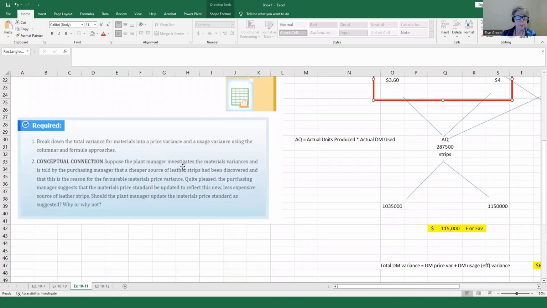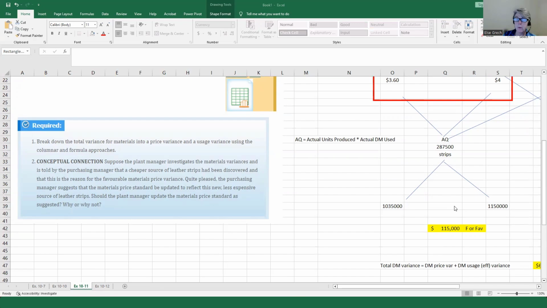Suppose the plant manager investigates the material variances and is told by the purchasing manager that a cheap source of leather strips had been discovered and that this is the reason for the favorable materials price variance. Quite pleased, the purchasing manager suggests that the materials price standard be updated to reflect the new, less expensive source of leather strips. Should the plant manager update the material price standard as suggested? Why or why not? And the answer is probably not yet. Let's see why.